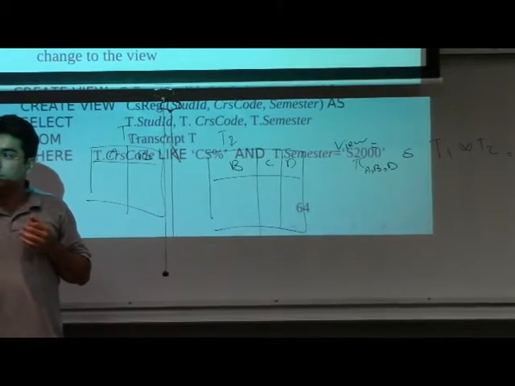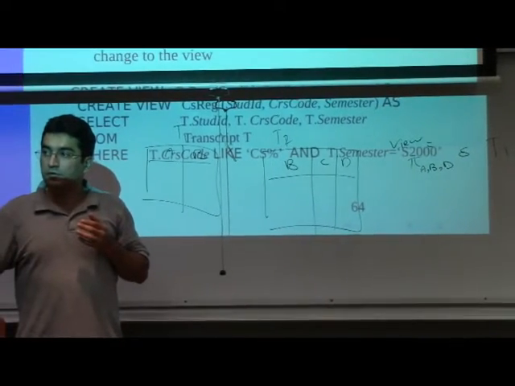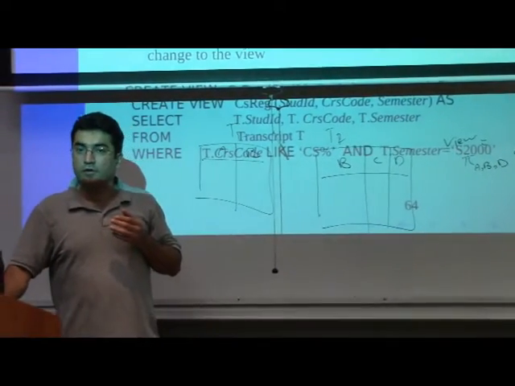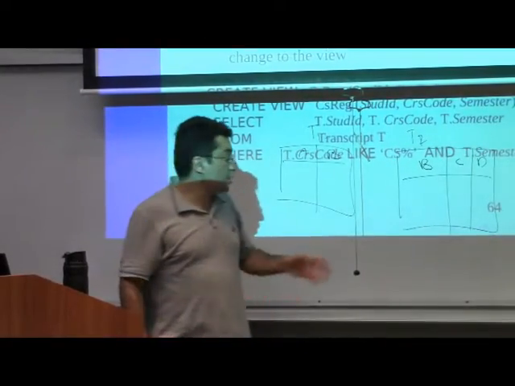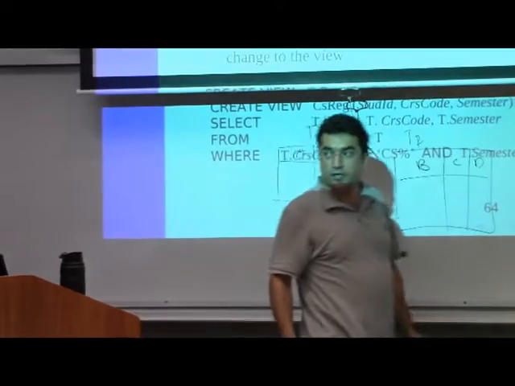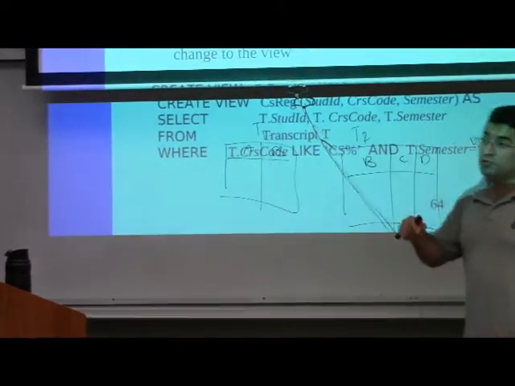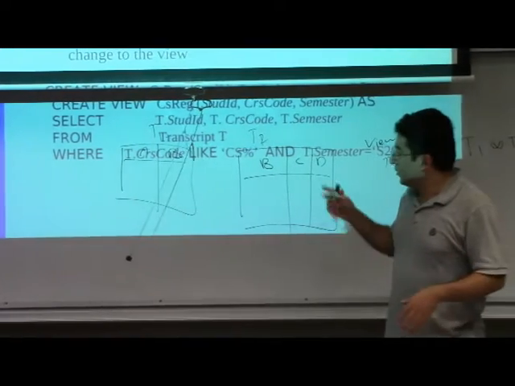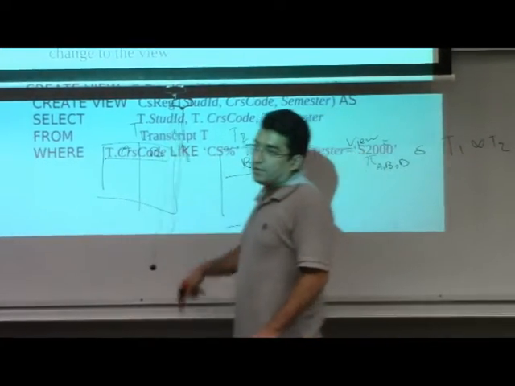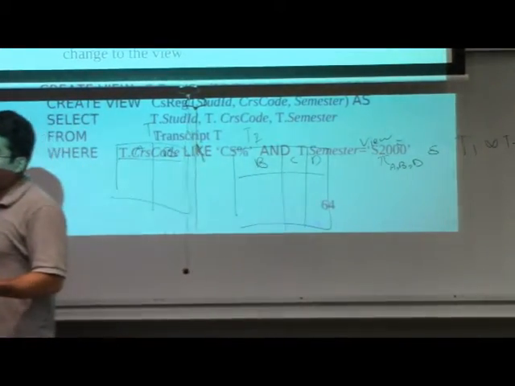Whenever the tables get modified, the view changes from down to top. If you change any of these tables, the view will change. But if we are changing the view, we can update the view. Okay? Then these two tables should be affected and updated.